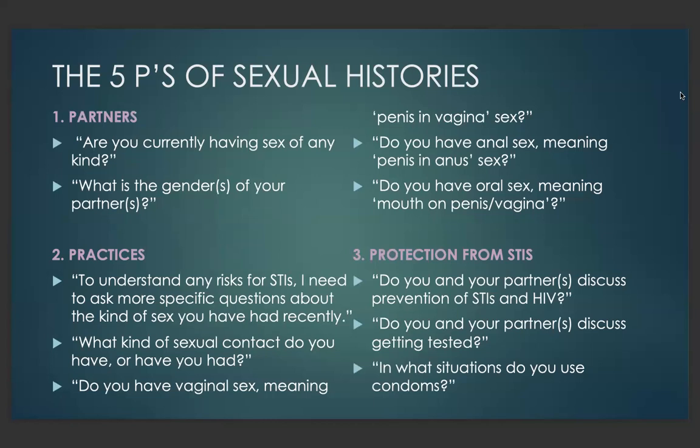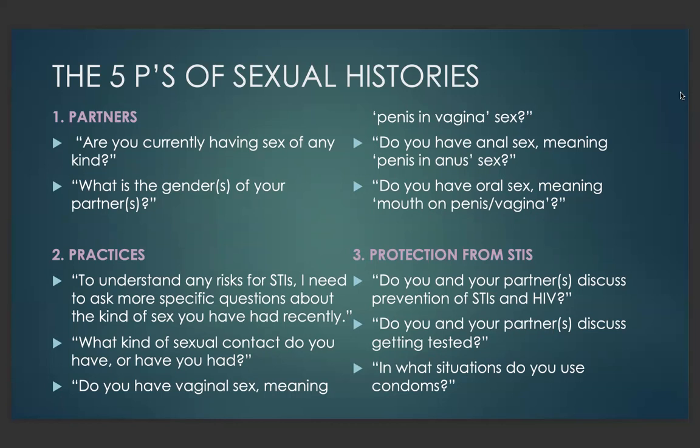So the first P stands for partners. So you'll want to ask the patient, are you currently having sex? How many partners have you had? And what are the genders of your partners? And all of these questions can help to better elucidate any risk factors they may have. The second P stands for practices. So what type of sexual contact do they have or have had? And you can be more specific by asking whether they have had vaginal, anal, or oral sex.